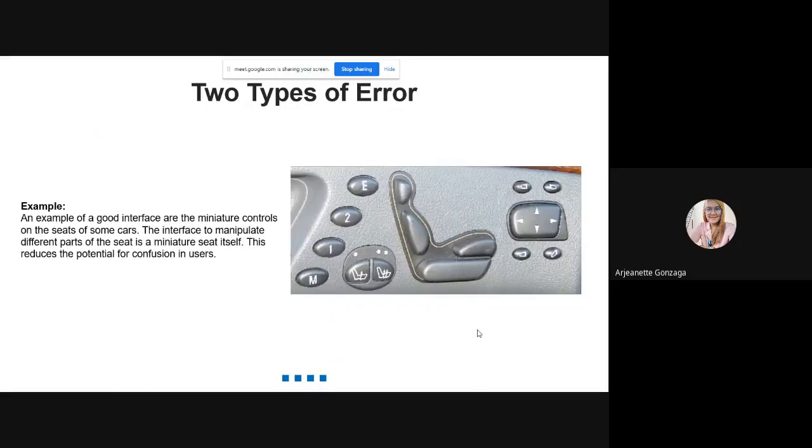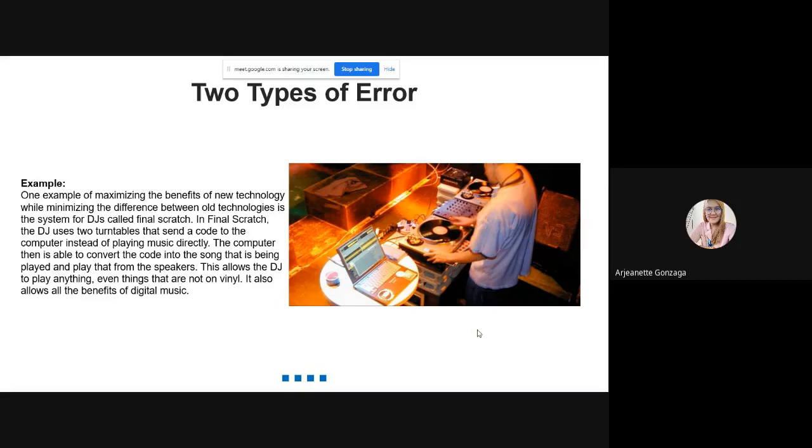So, next example, we have a good interface sa car to, yung sa miniature controls ng car seats. So, this interface manipulates different parts of the seat itself. So, this reduces the potential for confusion in users kasi madali siyang intindihin. So, di ba, meron siyang mga buttons na ganyan. So, isa pa sa potential solution, okay na yan, okay.